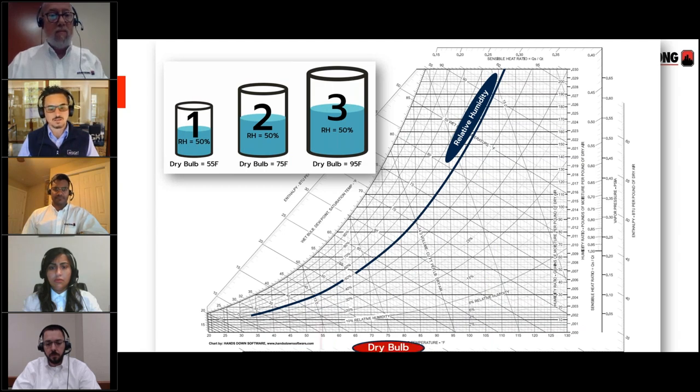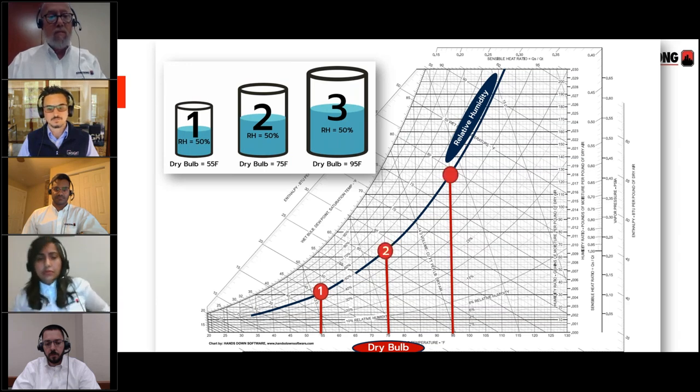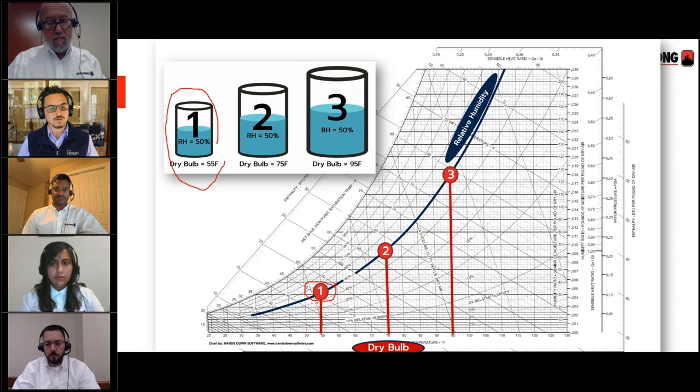And then we'll go ahead and plot the 3 dry bulb temperatures of 55, 75, and 95. And we'll go ahead and fill those in like this. Okay, so what we've got here is a graphical representation. So this point here correlates to what's going on here. 2 correlates to 2, 3 to 3, okay?